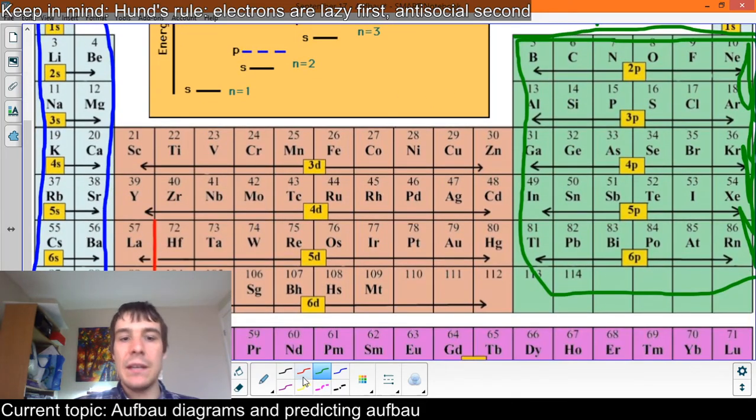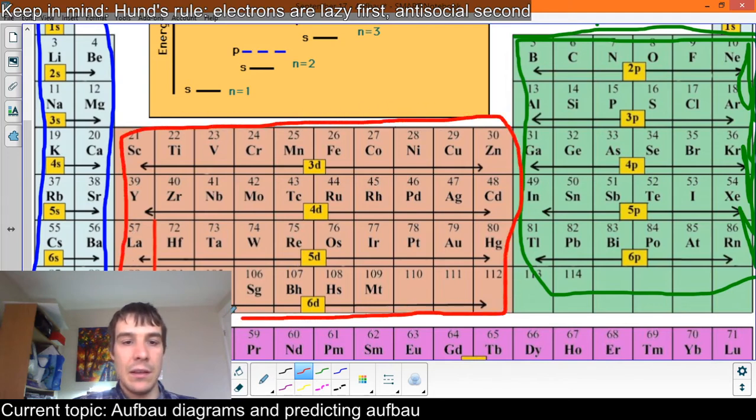Then there's the d block, and because the 4s sneaks in ahead of 3d, the d block, if it were arranged logically, should be there, but it is sunk down by one.